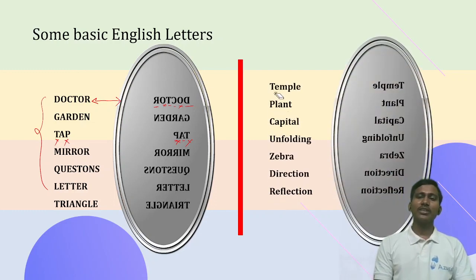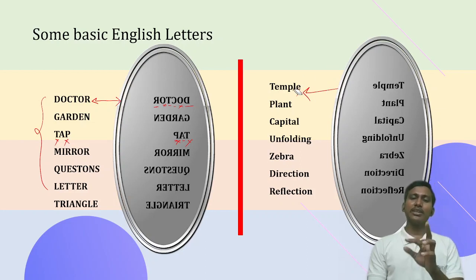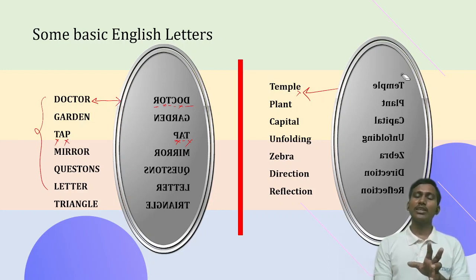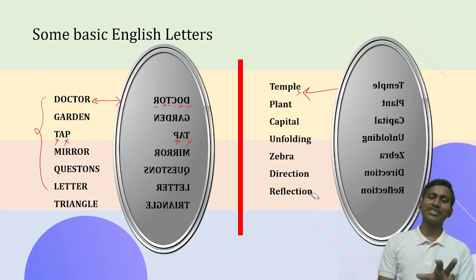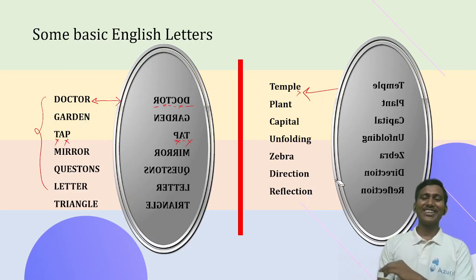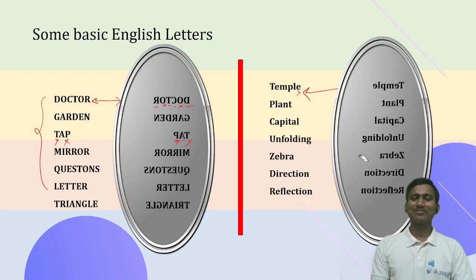Temple, what will be the mirror image of temple? Like this. E will come first, and then after that L, then P, then M, then E, then T. So from this side it should go. Which side? Because the mirror is here. So the first letter from it is E, then L, then P, then M, then E, then T. This is how the mirror image should look like. Then plant, capital, unfolding, zebra, direction, and reflection. So the word reflection, the reflection is like this. Understood? Fine.